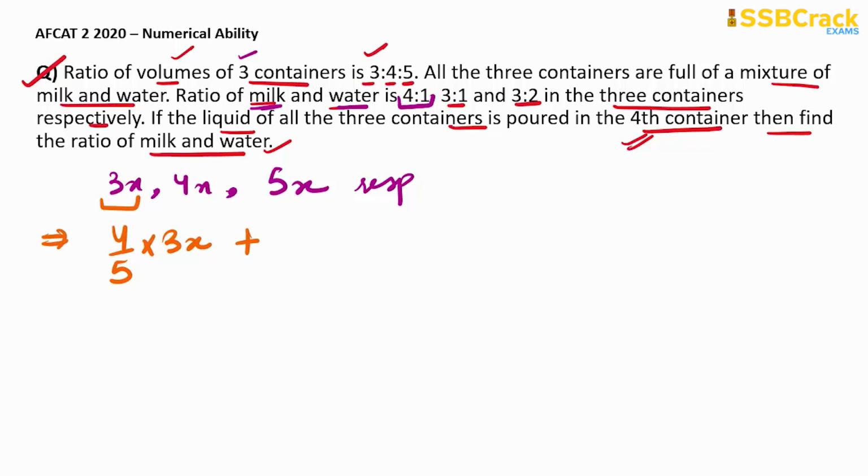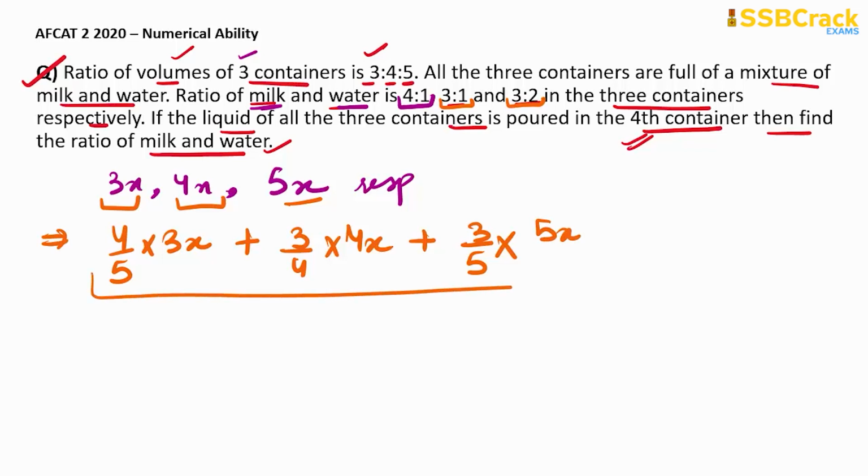Similarly, if the second container contains a 3:1 ratio of milk and water, then 3/4 of that volume of the container is milk, so it will be 3/4 into 4x. Again, 3:2 is the ratio of milk and water in the third container, so the amount of milk in the third container will be 3/5 of the volume of the container, which is 5x, right? Now this is the total amount of milk in the fourth container.